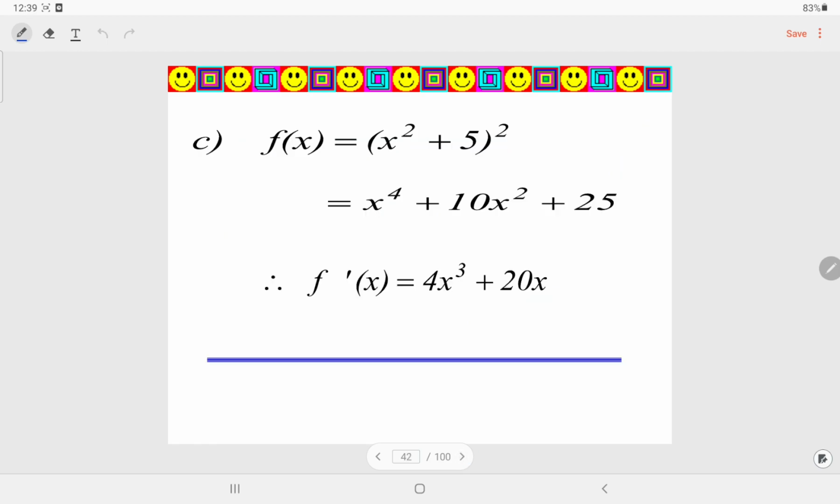Okay, next, x squared plus 5 to the power of 2. We need to expand and then solve this one for x cubed. Then 10x squared equal to 20x. The derivative of a constant equal to 0.